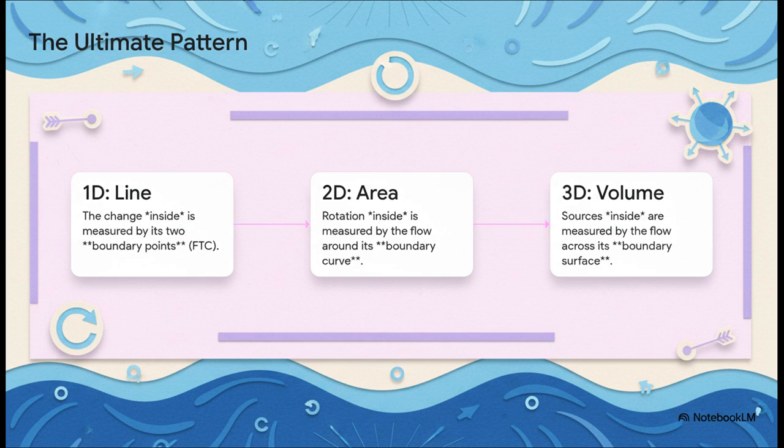Now let's scale it up. For a 2D area, all the rotation happening inside is measured by the flow around its boundary curve. And in 3D, all the sources or sinks inside a volume are measured by the total flow across its boundary surface. Do you see it? It's the same idea, just playing out over and over again in higher dimensions.